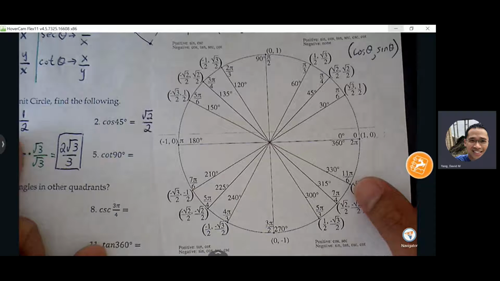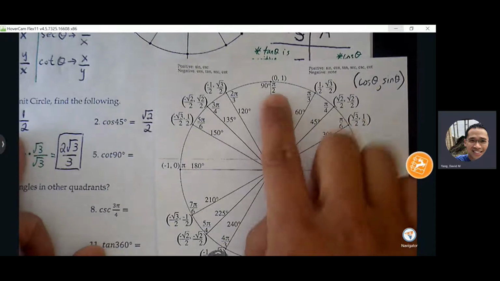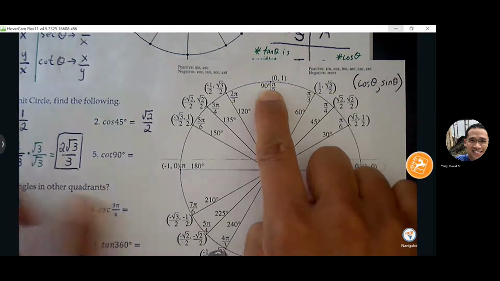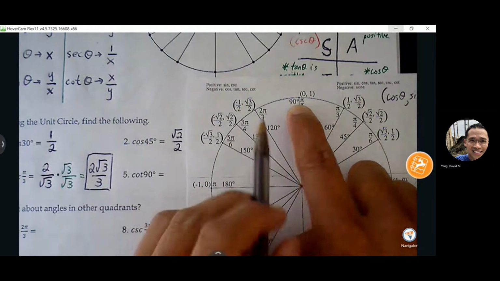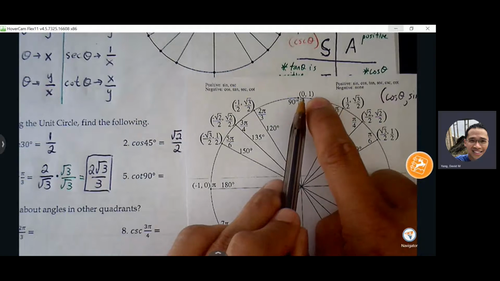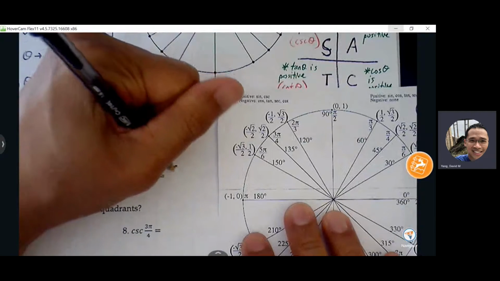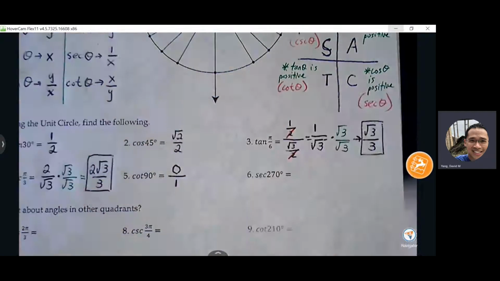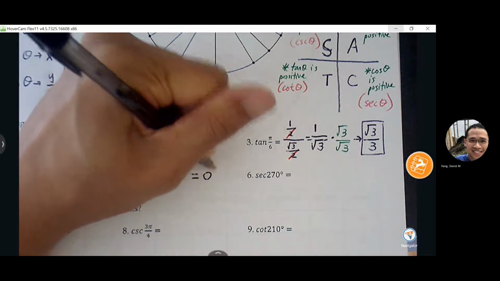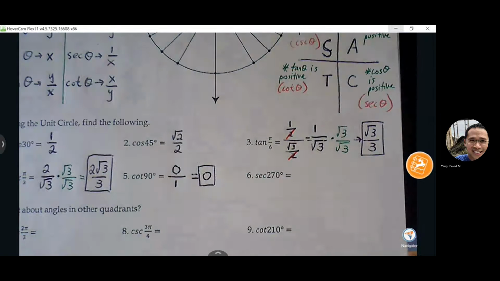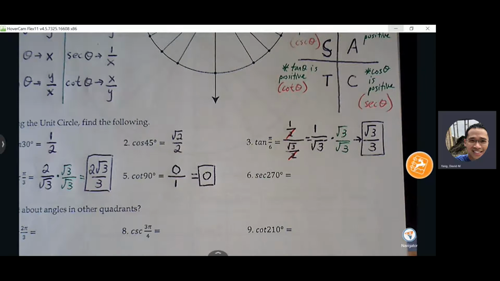Good, cotangent of 90. Okay, so we find 90 degrees. Okay, what's the formula for cotangent? X over y. So what is that going to be? 0 over 1. Okay, so how do we interpret 0 over 1? That's a real number. That's 0. 0 over 1 is a real number. That's 0.